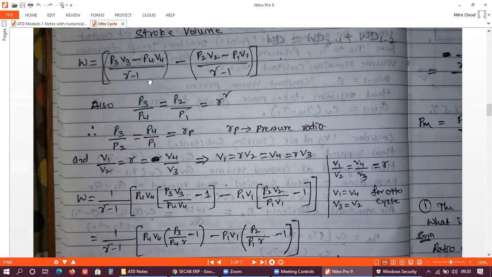As you can see here, in the work done equation, gamma minus 1 is in the denominator. So I'm taking 1 divided by gamma minus 1 as common. At the same time, I am taking P4 V4 as a common term, and I am going to simplify this.